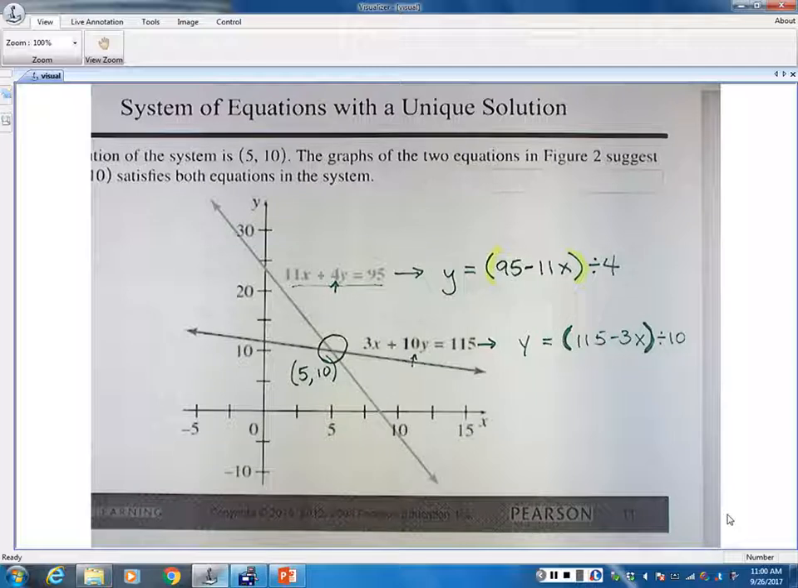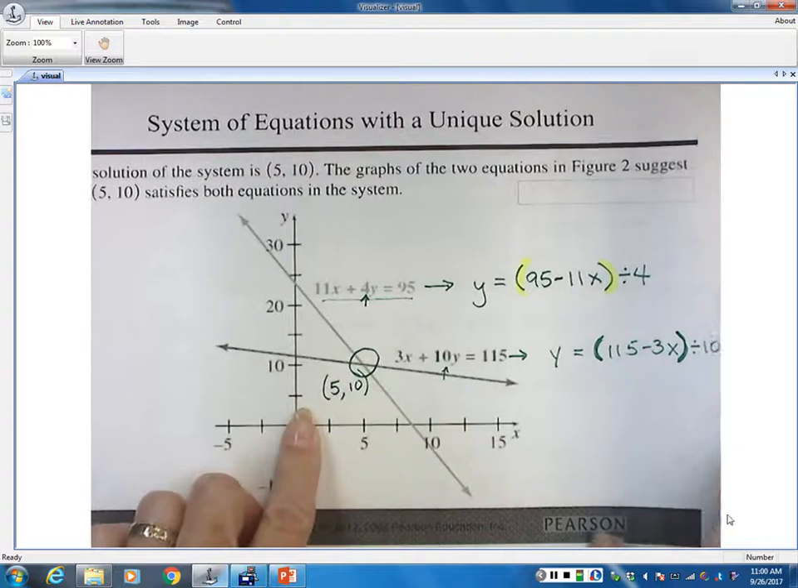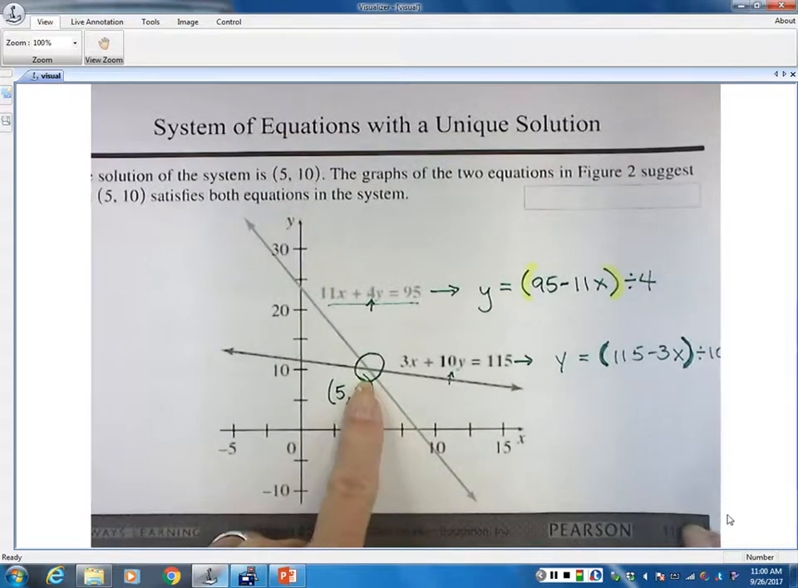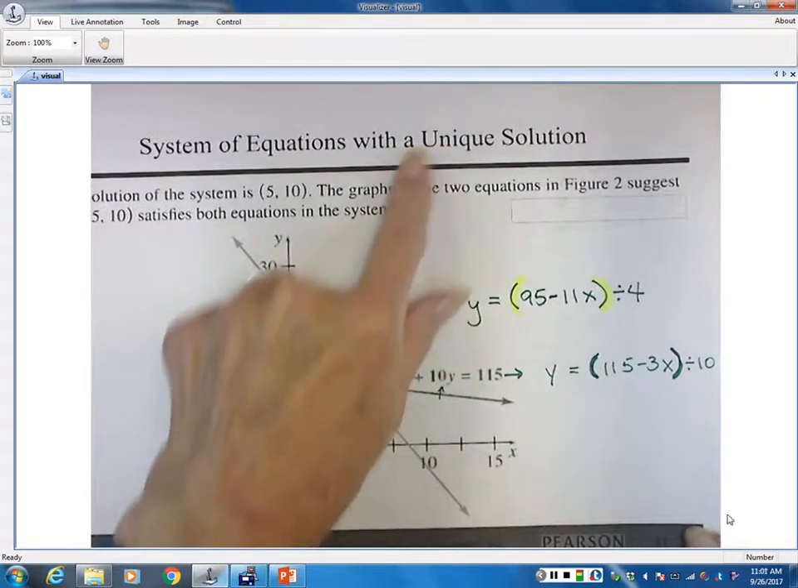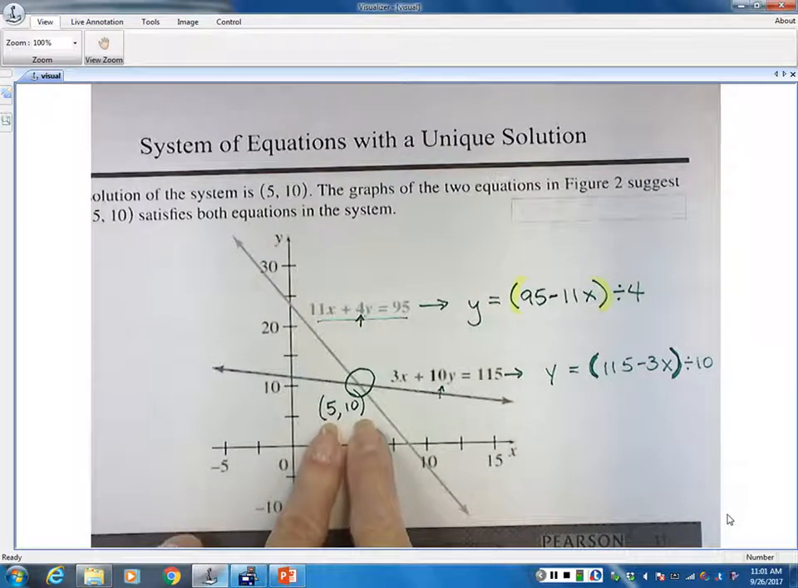Now, there's two ways that we've seen this, and this tells us that what we're going to see is that this has a unique solution. Unique means this is the only solution there is that works in both those equations. So that means that's the only answer to the problem there is. That's it, we're done.